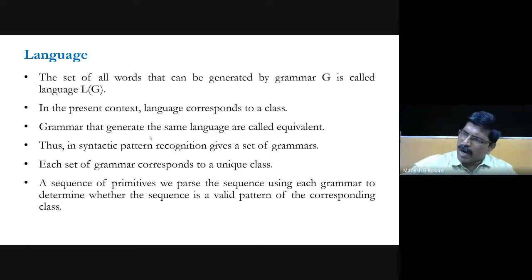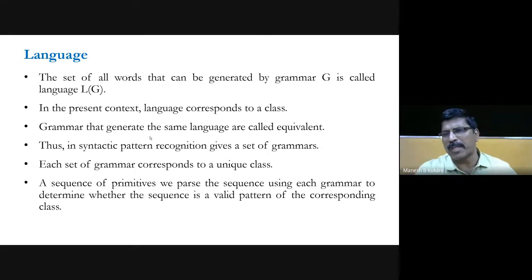Now, when an unknown pattern comes, with the help of the set of production rules of class 1, are you able to get the language of the first class? If yes, then the unknown object belongs to class 1.